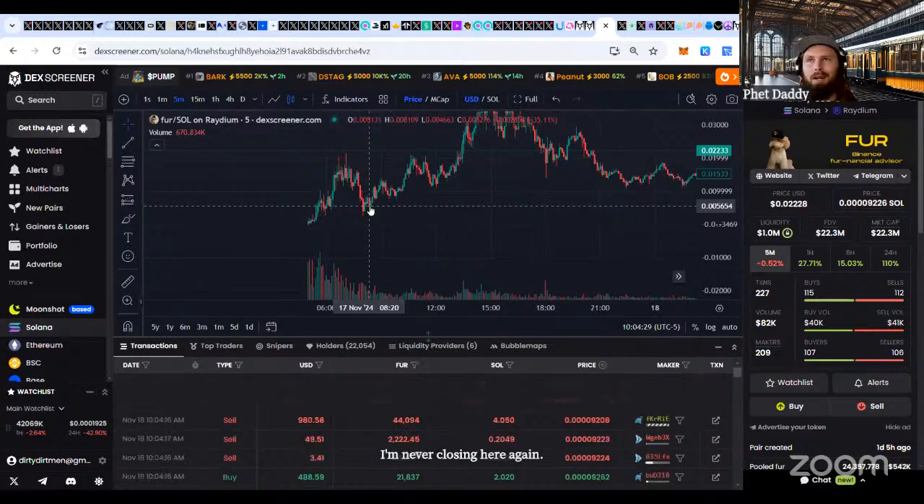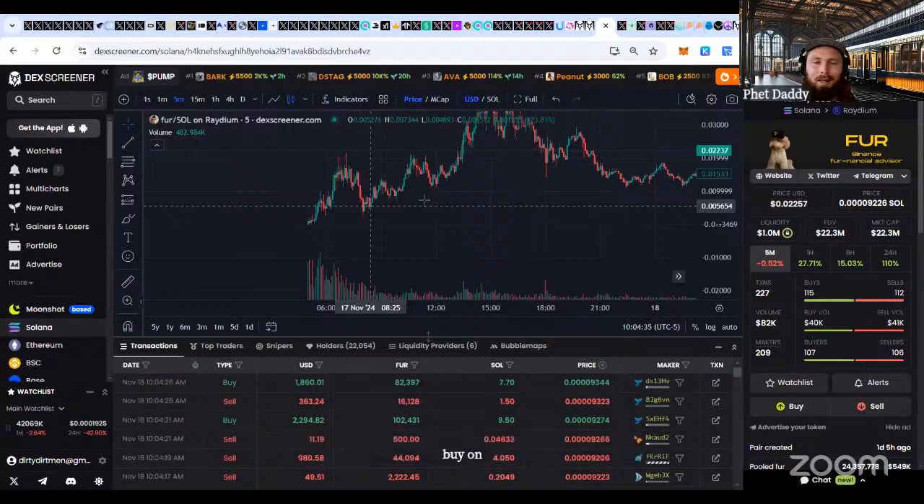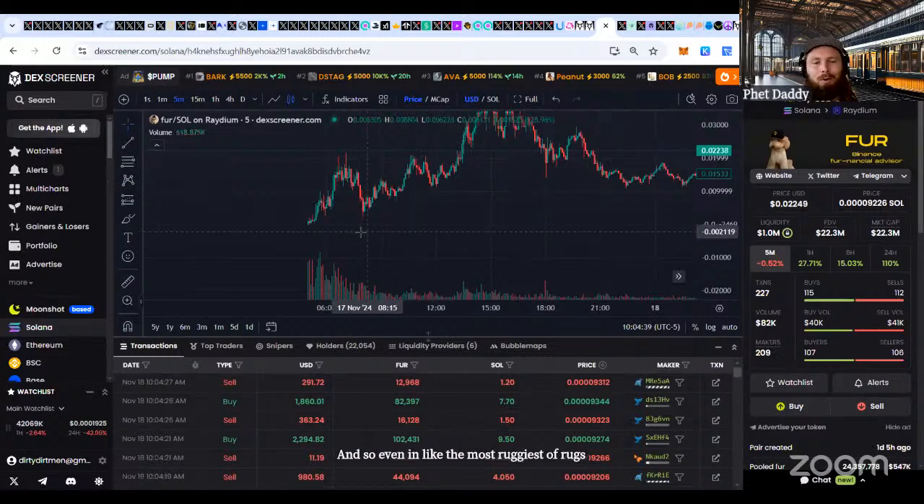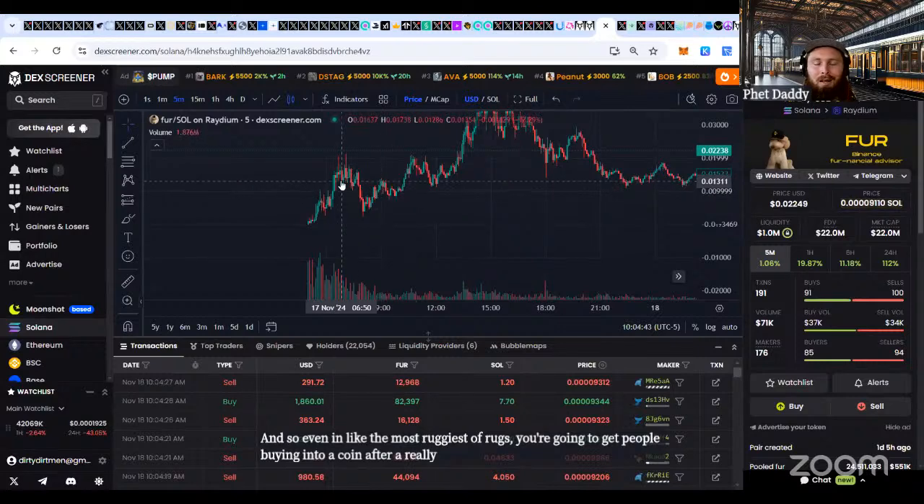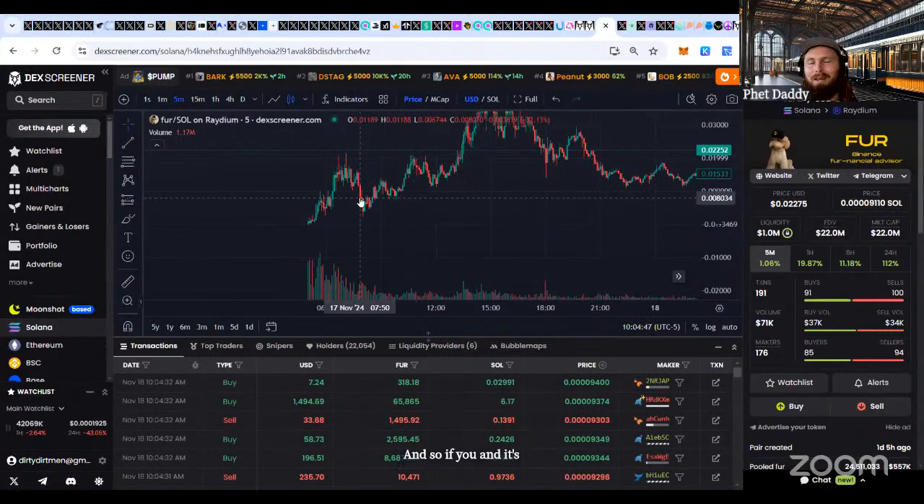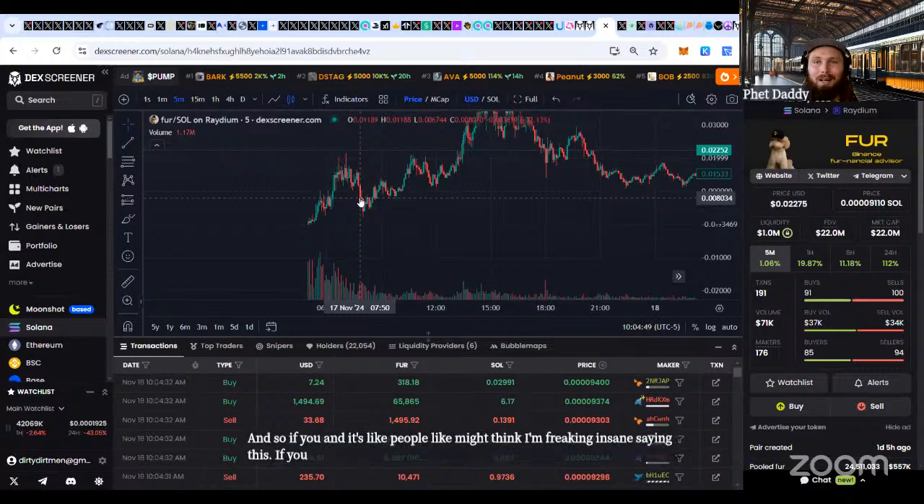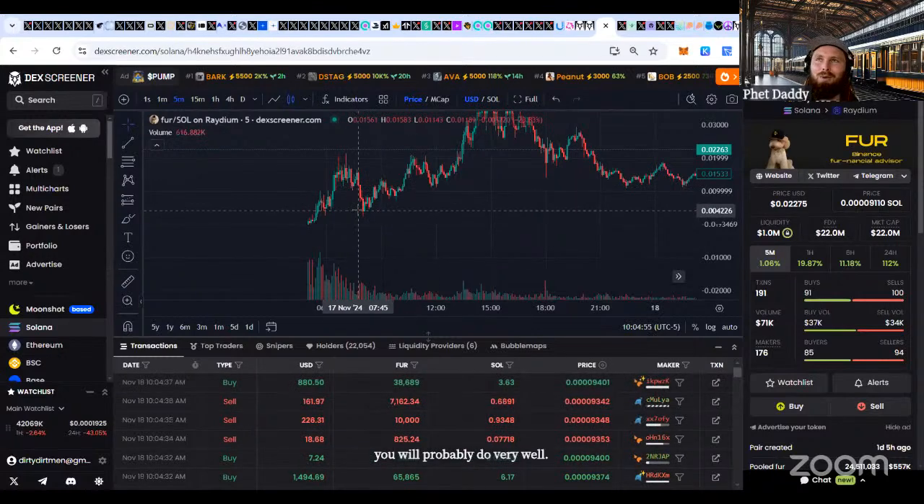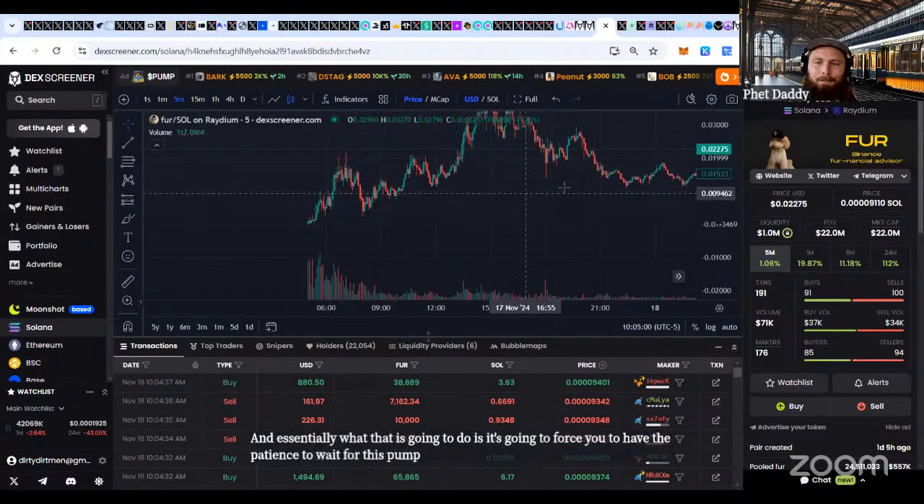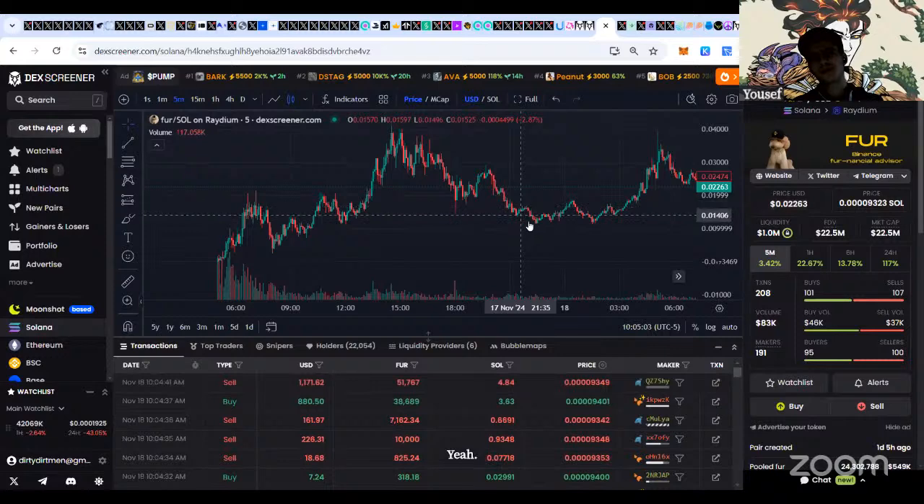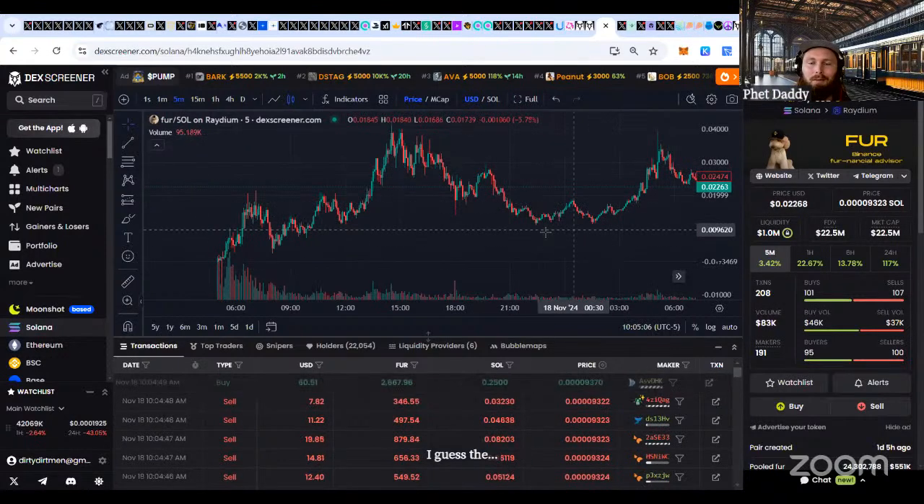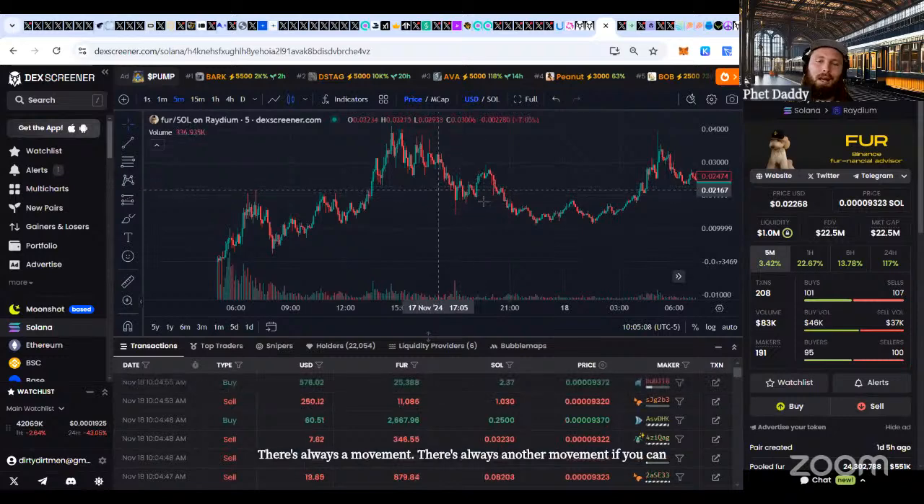There's one guy I was reading on Twitter, and he said it's so simple, but it's so accurate. Buy on red candles and sell on green candles. Even in the most ruggiest of rugs, you're gonna get people buying into a coin after a really big sell off. People might think I'm freaking insane for saying this. If you only sell on green candles and only buy on red candles, you will probably do very well. Essentially, it's going to force you to have the patience to wait for the pump. There's always another movement if you can handle waiting through that really volatile, scary time.